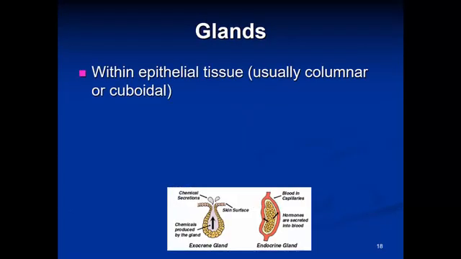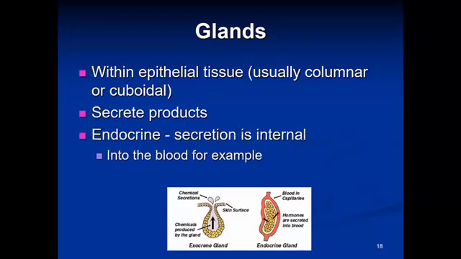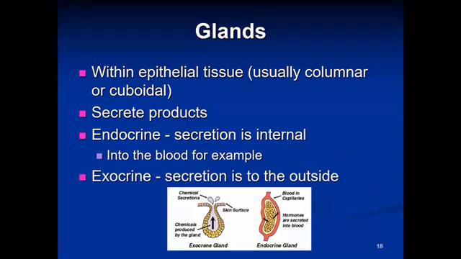The glands found within epithelial tissue are usually made out of columnar or cuboidal cells, and they secrete some sort of product. There's two kinds of glands, endocrine and exocrine. Endocrine glands secrete into the body, usually in the blood, and for example, all the hormones are secreted by endocrine glands. Exocrine gland secretion is to the outside of the body, so sweat, saliva, digestive juices, earwax, all of these are exocrine because the secretion is going outside the body.